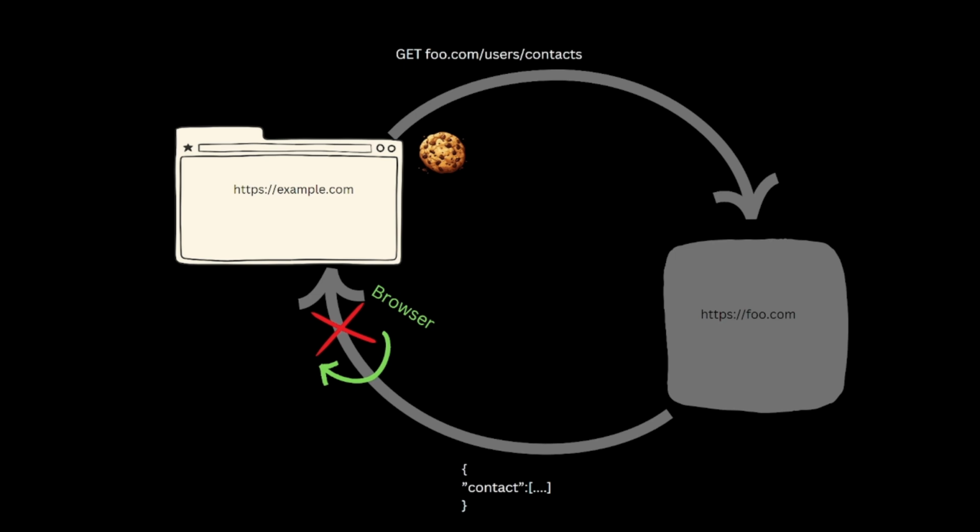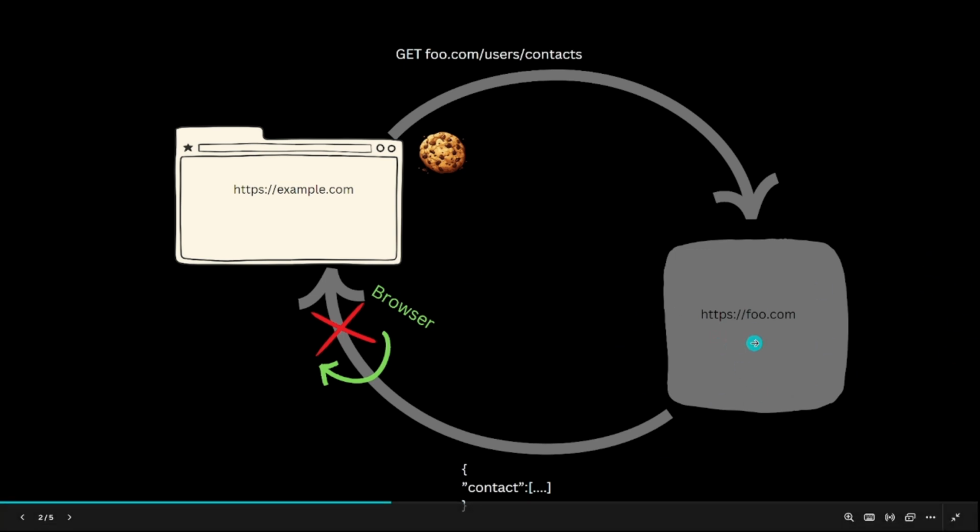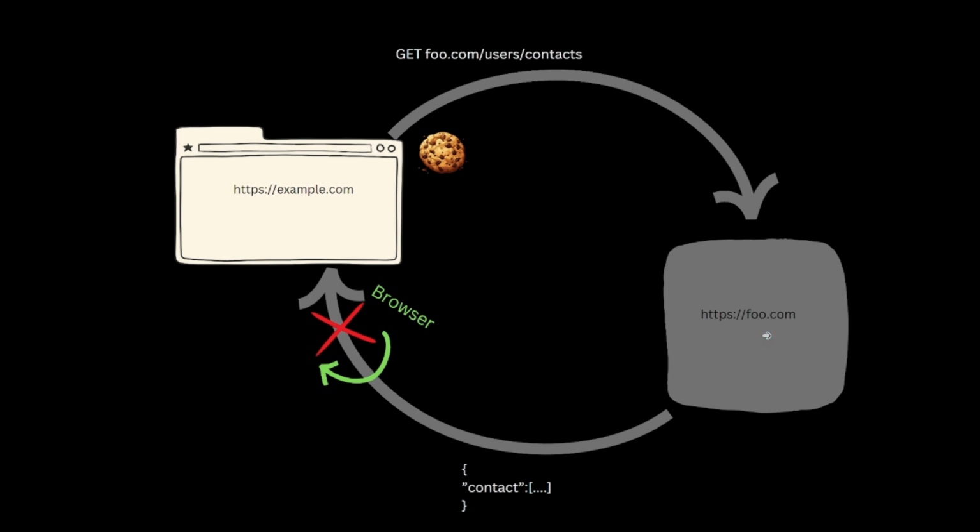CORS headers are set by the response server and are verified by the browser before granting access. Those headers are Access-Control-Allow-Origin and Access-Control-Allow-Credentials. These headers are set by the response server. Here in this case the response server is foo.com.